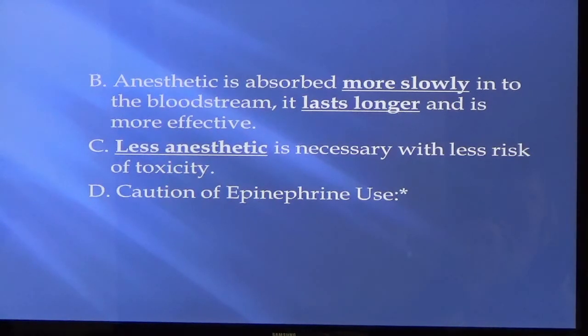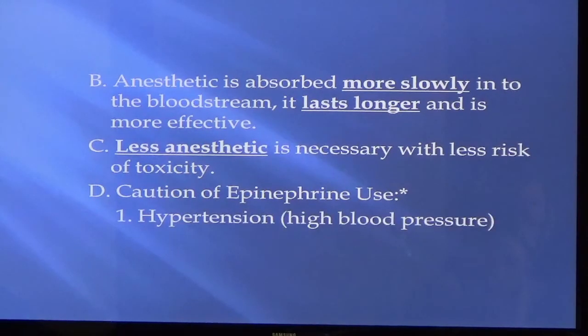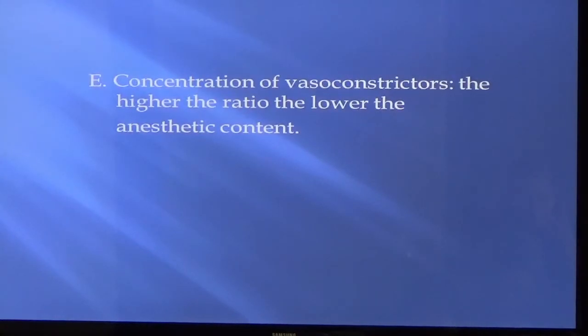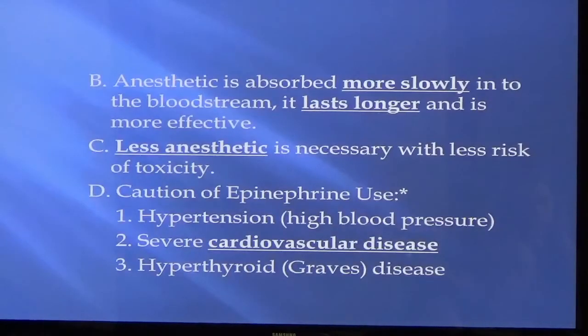So what is it that you have to caution when you use these medications? Patients with high blood pressure, any cardiac conditions, hyperthyroid, they already have a fast metabolic rate, and the concentration of vasoconstrictors. The higher the ratio, the lower the anesthetic content. So these 3 are the ones you gotta know.